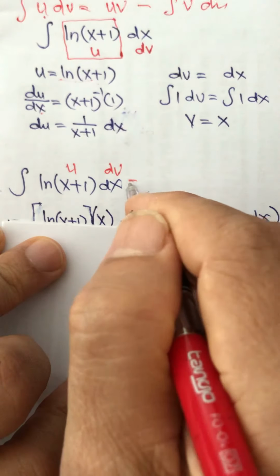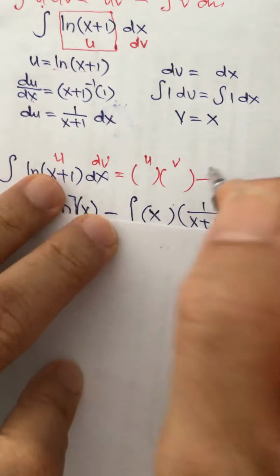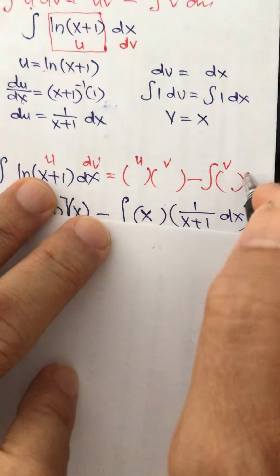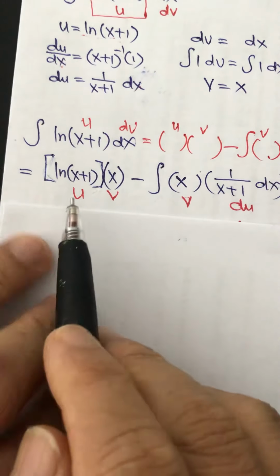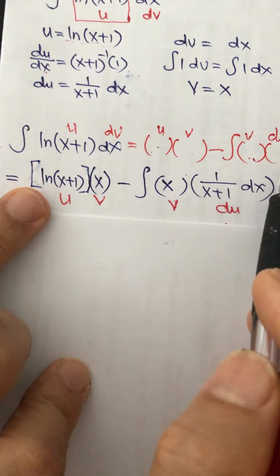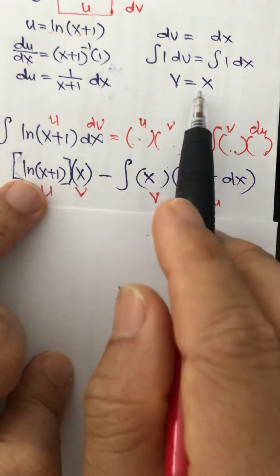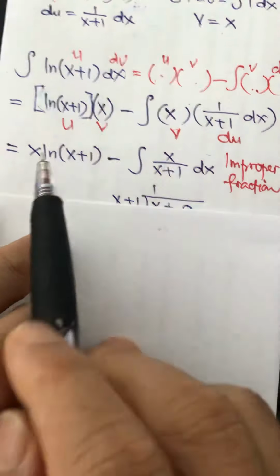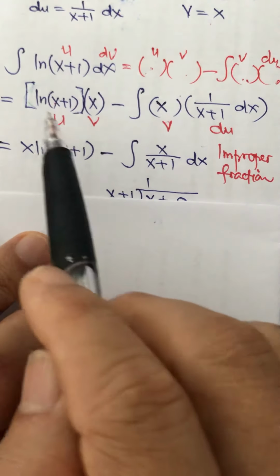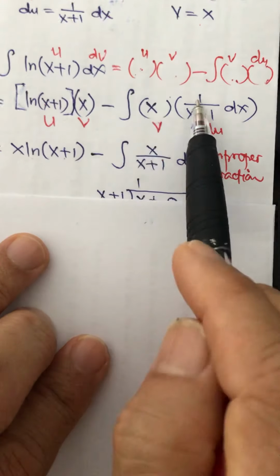So what you have to do, you just write the bracket like that, uv minus, then v, and then du, like that. Then only you substitute. You write the bracket first. So u will be ln (x plus 1), then v is x, then accordingly you fill in all the blanks here, the four blanks. Then after that you simplify. Then here you will get x ln (x plus 1) minus the integral of x over (x plus 1).